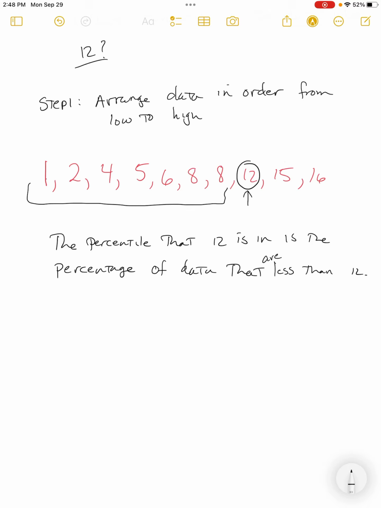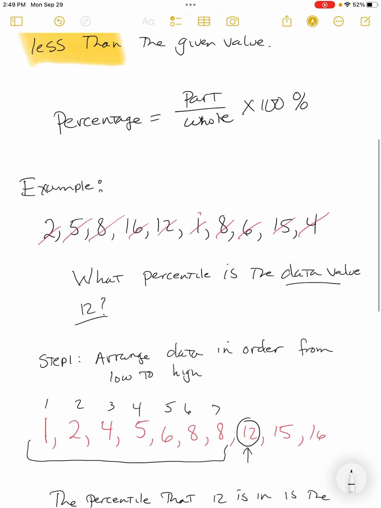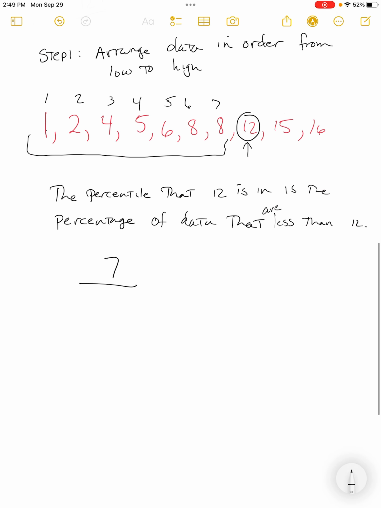So if I start with the 1, 2, 3, 4, 5, 6, 7 values here, there are 7 values that are less than 12. That's the part that's less than 12. The whole is the whole count, so 7 out of 10. That's going to give me my percentile.